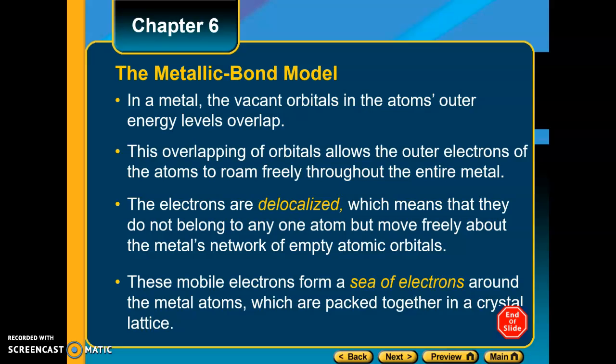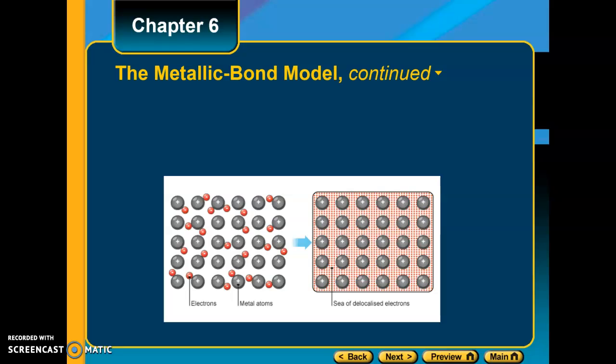So the metal atoms, the nuclei, the positive parts, and the inner shells of the electrons are arranged very tightly. We know metals to be quite dense. They're packed quite tightly into neatly organized crystal lattices. But surrounding those positive atoms is a whole bunch of freely moving electrons called a sea of electrons.